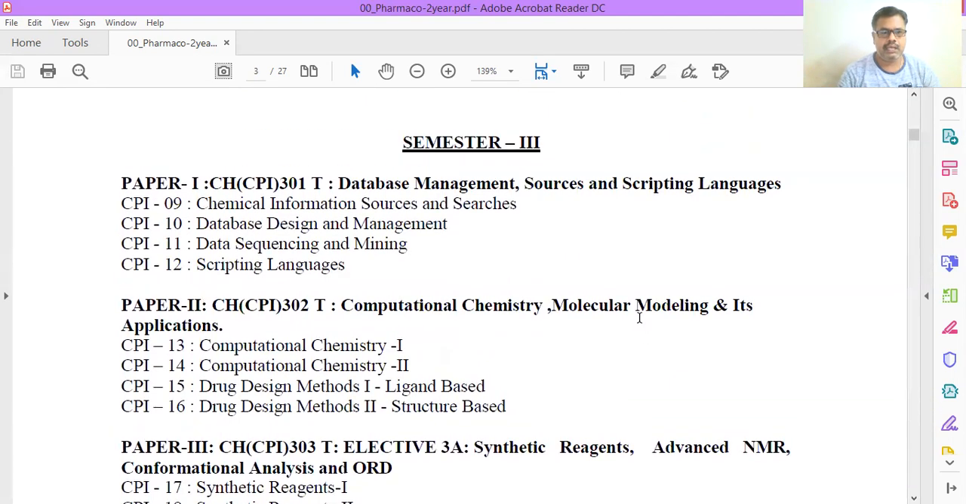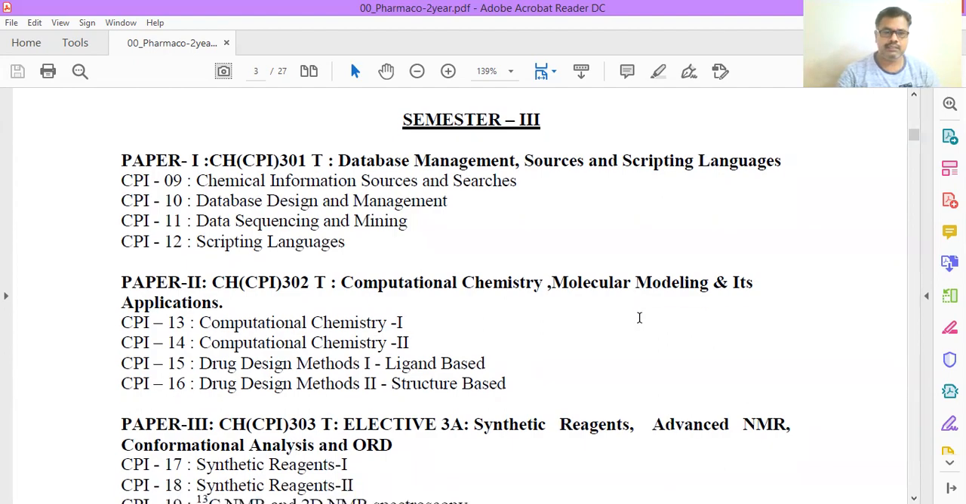My topics are data sequencing and mining in paper one, and two units of drug design methods, ligand based and structure based. I also take another topic, chiral drugs, in the last unit of your paper four. But today we will discuss the first two papers: database management and scripting languages, and computational chemistry, molecular modeling and its applications.